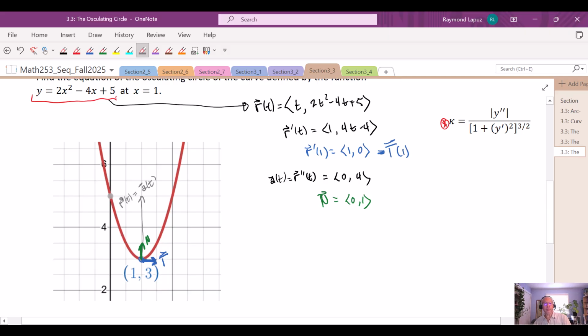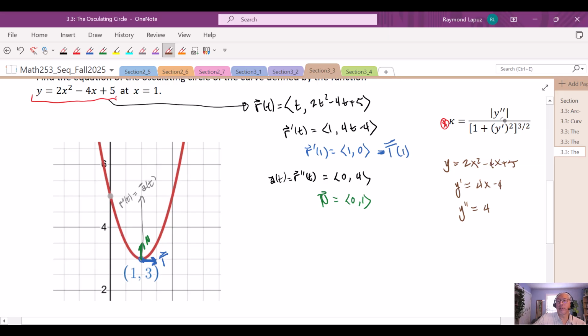Okay, so we have our unit tangent and unit normal vectors. Now let's find our curvature. To find our curvature, we need the derivative and second derivative of this. So let's go back to our y function. y is equal to 2x squared minus 4x plus 5, and then let's find the first and second derivatives. y prime, we already did that, but let's go through it again: 4x minus 4. y double prime equals 4. So that's just a constant up on top.